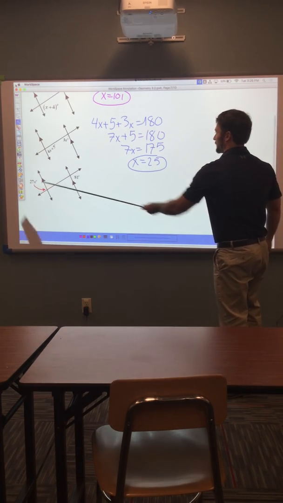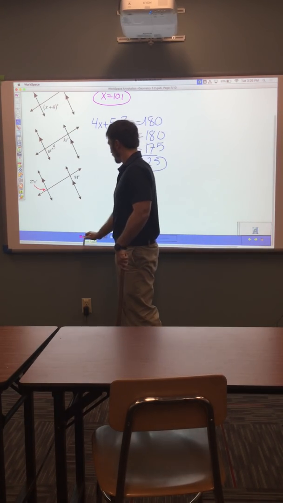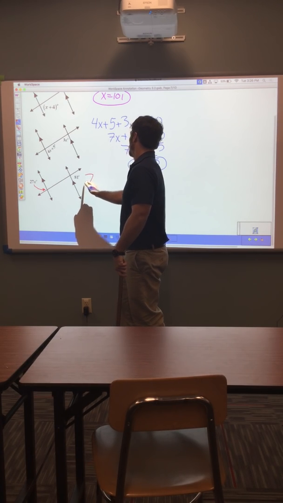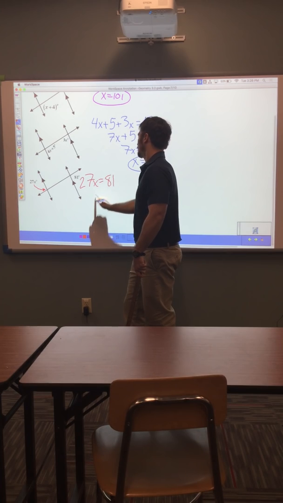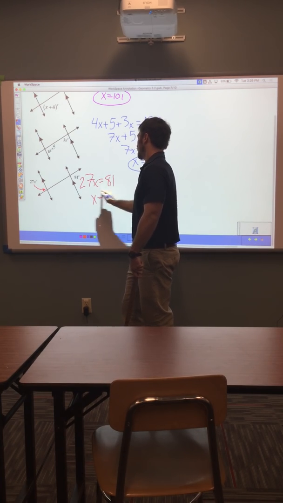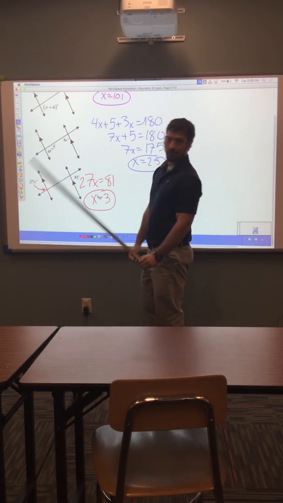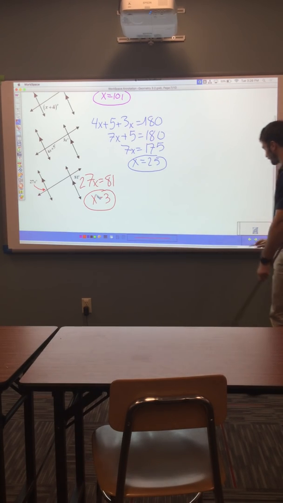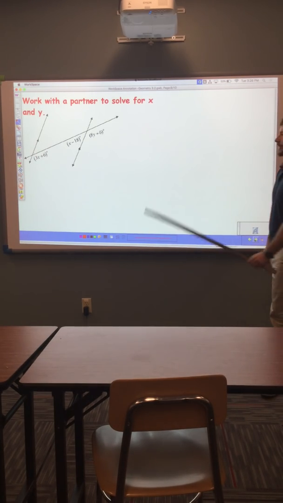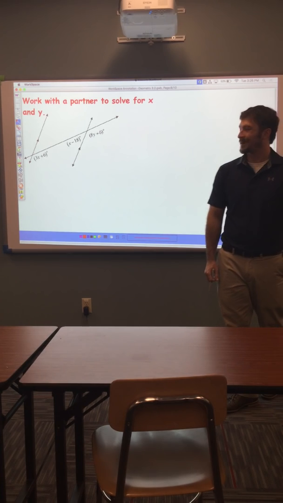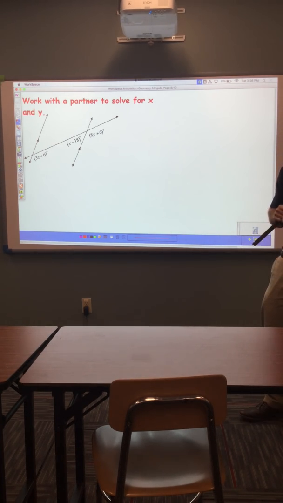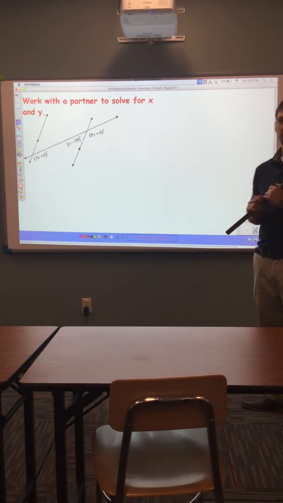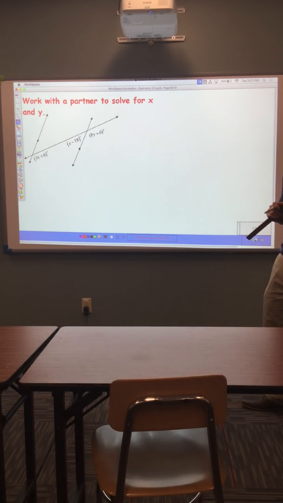And finally, we have alternate exterior. Those are going to equal. So 27x equals 81. Division property of equality, x equals 3. Hopefully that's pretty straightforward. Now, there are two variables in here. It says work with a partner to solve for x and y.